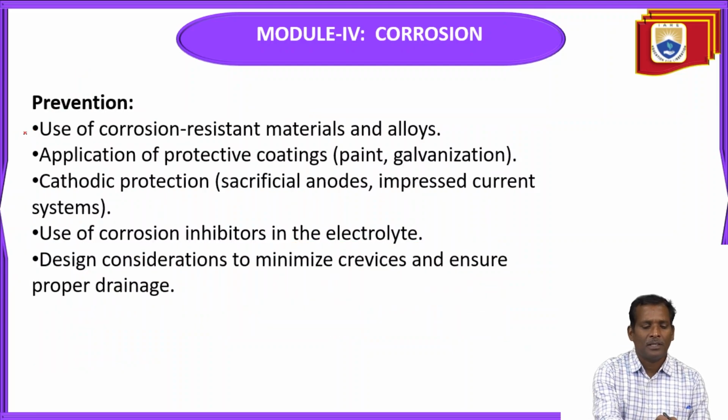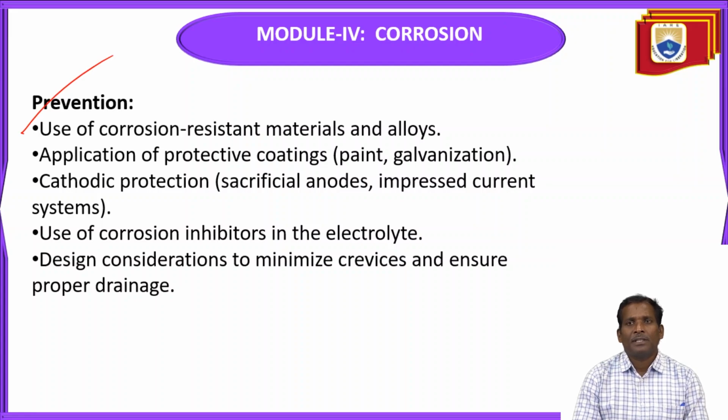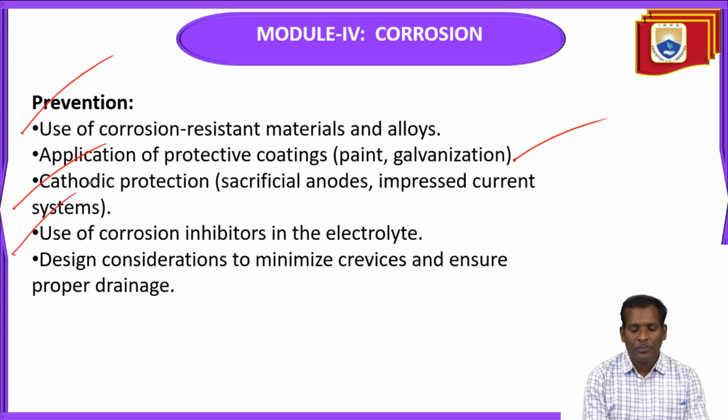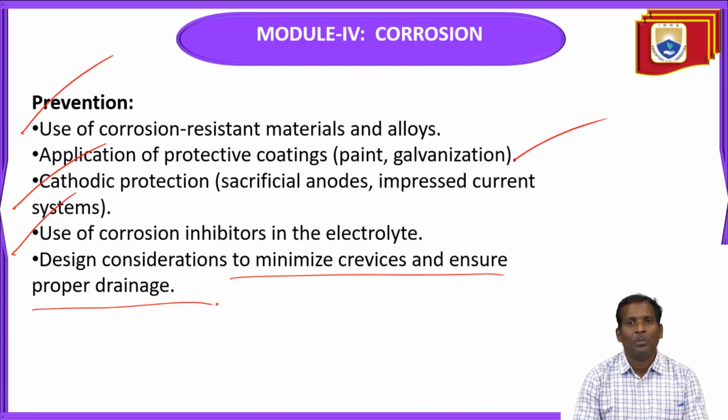How to prevent? The prevention methods are: use of corrosion resistant materials and alloys; application of protective coatings like paint and galvanization; cathodic protection, where one is sacrificial anodes and the other impressed current systems. Already we have studied these two methods. Use of corrosion inhibitors in the electrolyte. Design considerations to minimize crevices and ensure proper drainage. So by applying these methods, you can prevent dry corrosion or wet corrosion.